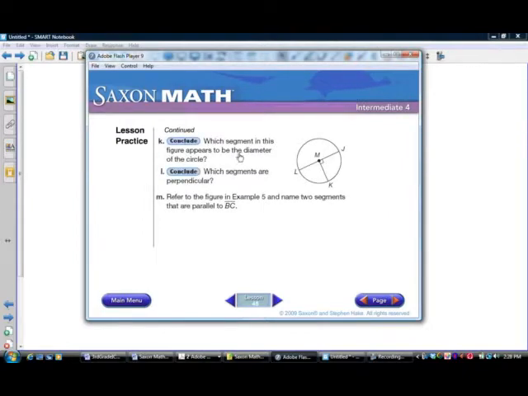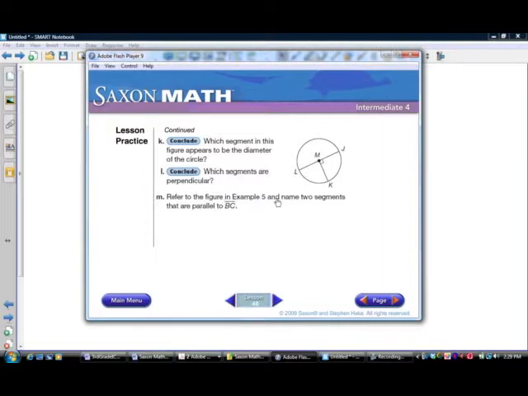Which segment in this figure appears to be the diameter of the circle? And you know the diameter is all the way across and it has to pass through the center. So that would be line segment LJ, or you could also say line segment JL. Which segments are perpendicular? Well, that would be line segment LJ and line segment MK. Does anybody remember what this is called? If this is the diameter that goes all the way across, then halfway across, or from the center point to one side of the circle, is the radius. Just thought I would throw that in there.